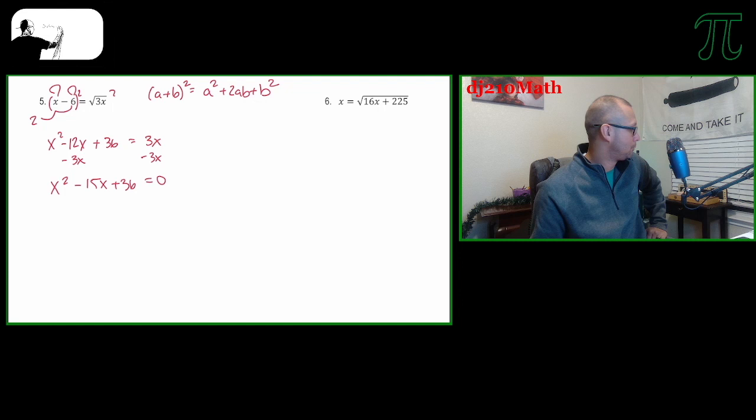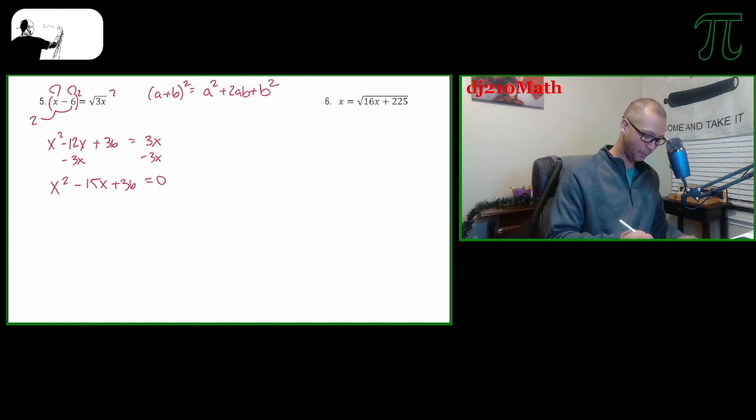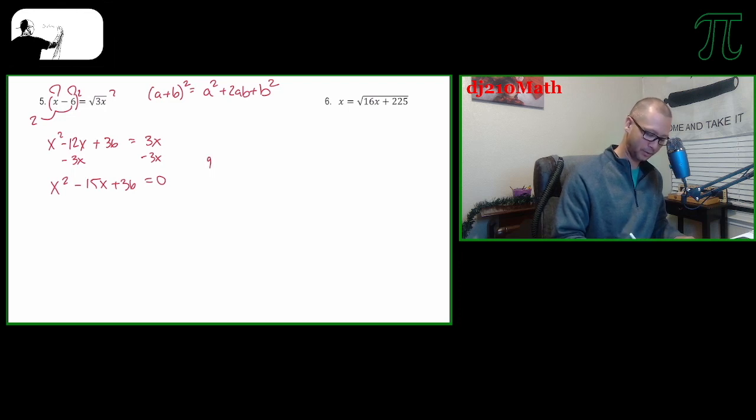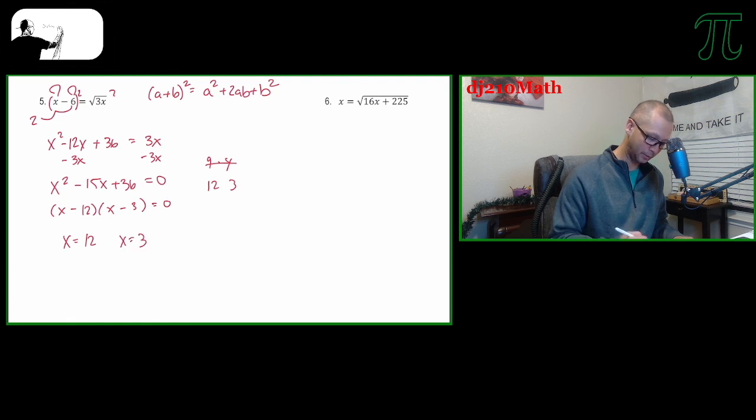What, 18 and 2? 9 and 4. So 9 and 4 doesn't work. 9 times 4. 10, 11, 12, and 3. That works. So, x, 12, and 3. They're both negative. So, x is equal to 12. And x is equal to 3.